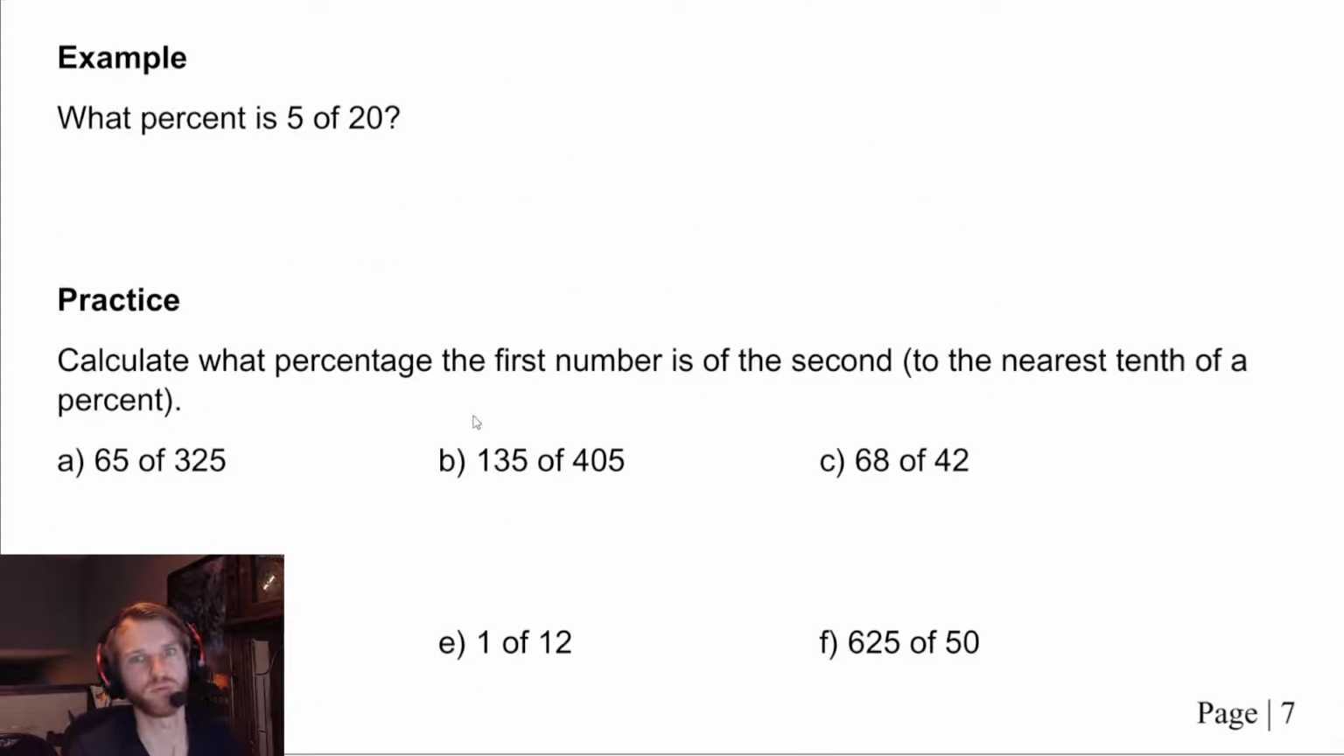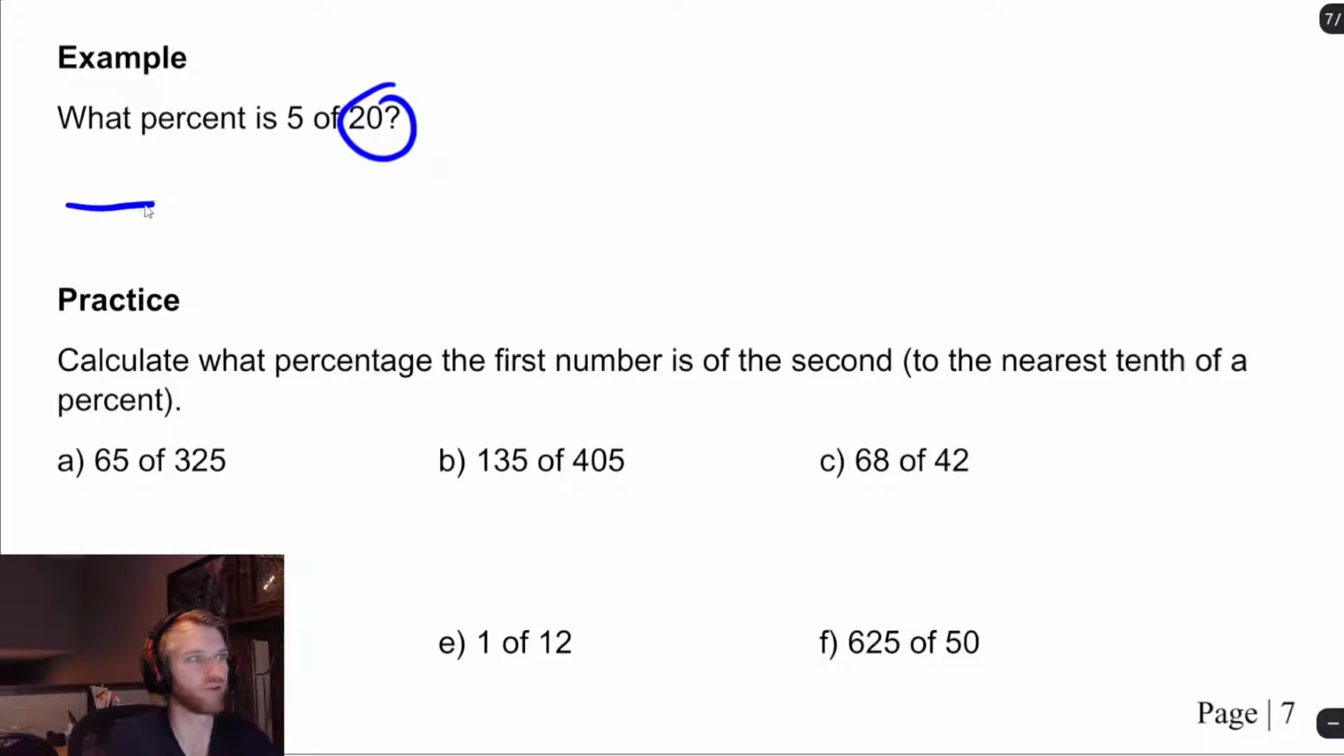Okay, so now let's move on to the next type, where we say what percent is 5 of 20, right? So 20 is our whole. And we want to say, if we just took 5 of those, what percent would that be? So we're going to think of this in terms of a fraction, where in a normal fraction, we have a whole on the bottom and we have part of it on the top.